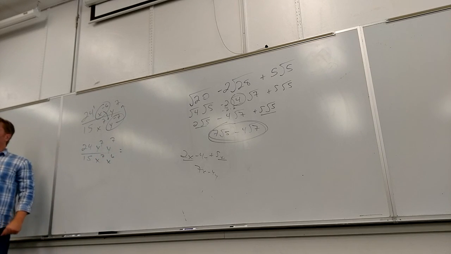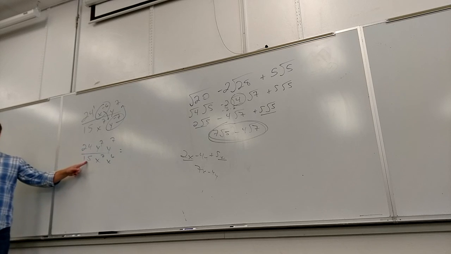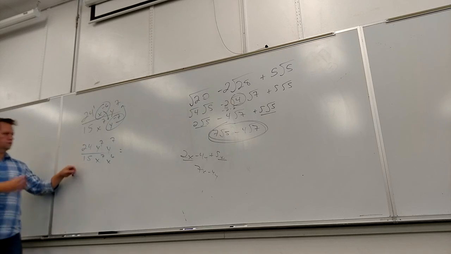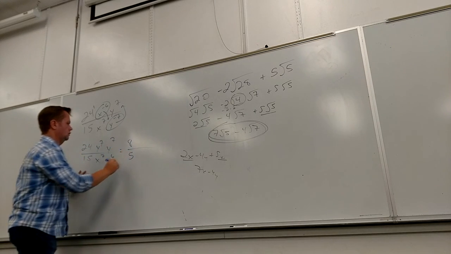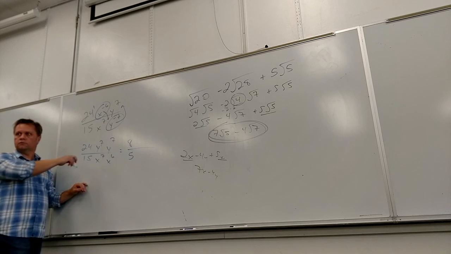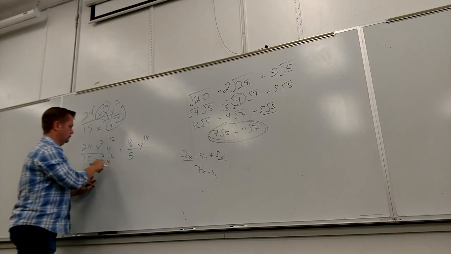Now this is a lot easier. I mean, 24 over 15. If you can't reduce that, then you should take this class over. How do you reduce 24 over 15? 8 over 5. How many y's do I have up here now? 14. And how many x's? 13.